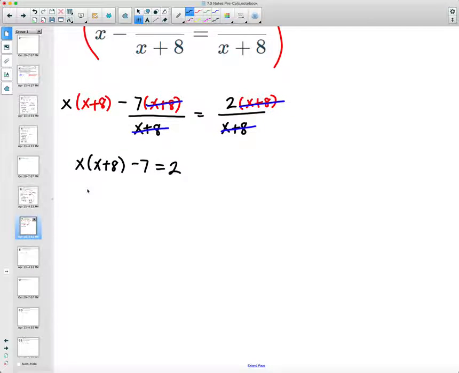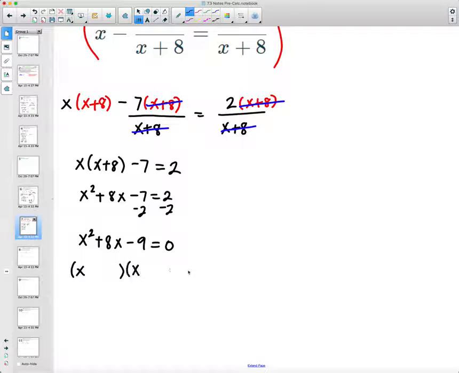Then we can simplify by distributing the x, so we get x squared plus 8x minus 7 equals 2. Bring the 2 over, since we have a quadratic and need to get everything to one side so we can factor and solve. So we get x squared plus 8x minus 9 equals 0. We need factors of negative 9 that add to positive 8. One factor is positive and one is negative to multiply to a negative. So 9 and 1: we need positive 9 and negative 1 so that it adds to 8.